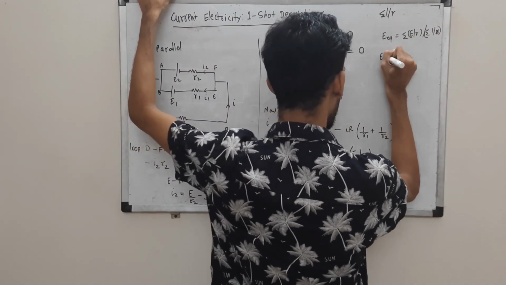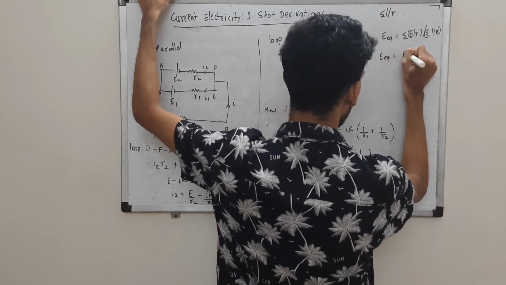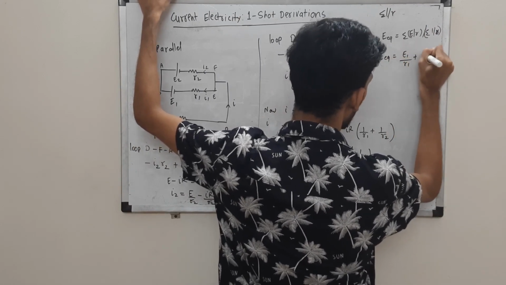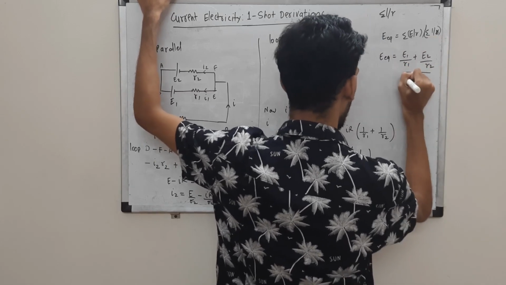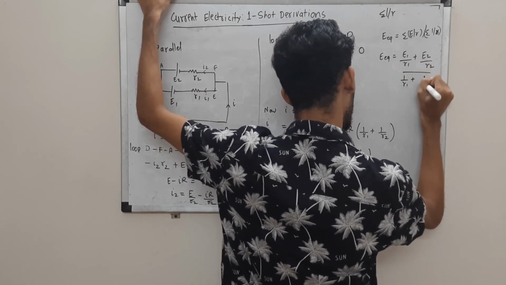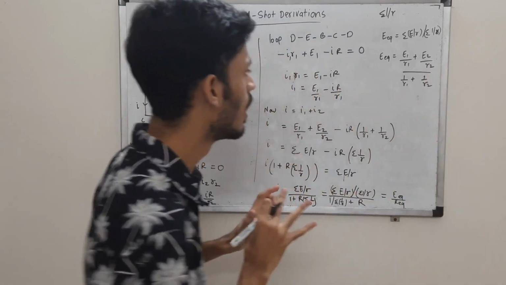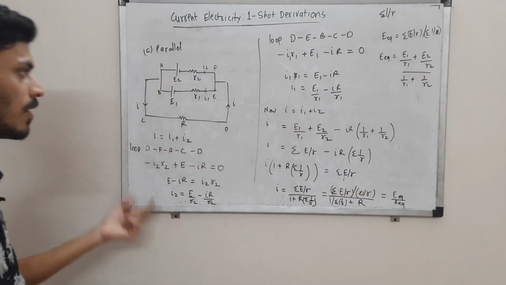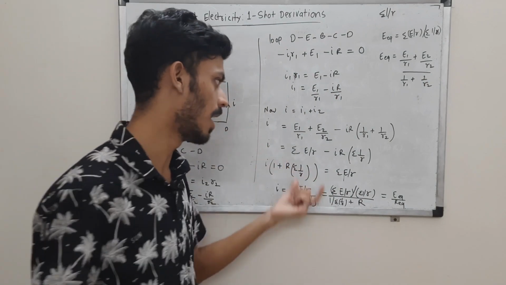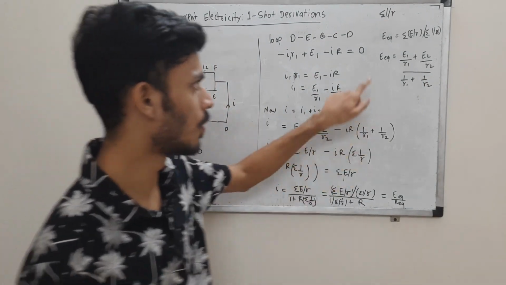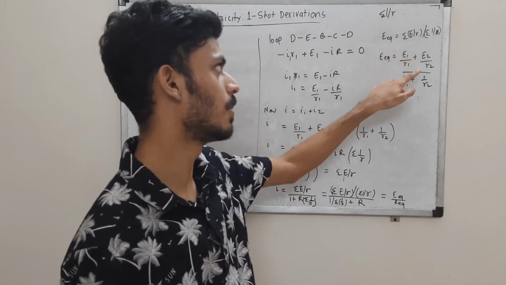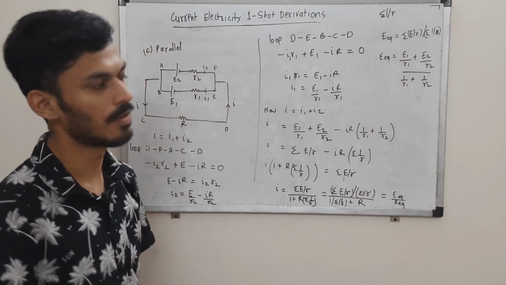Or in case of two cells, you can write it as E1 by R1 plus E2 by R2 in the numerator, and in the denominator we have 1 by R, so 1 by R1 plus 1 by R2. If this is confusing, please go again through the derivation. We found I1, I2, added them and then used the summation notation for the general case. So for two cells it is E1 by R1 plus E2 by R2 upon 1 by R1 plus 1 by R2.